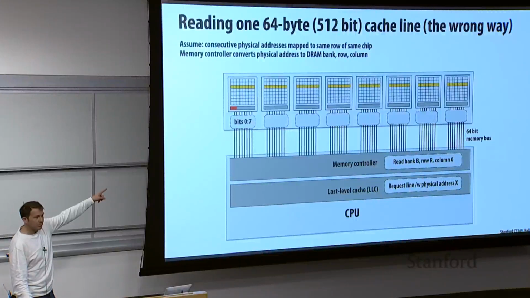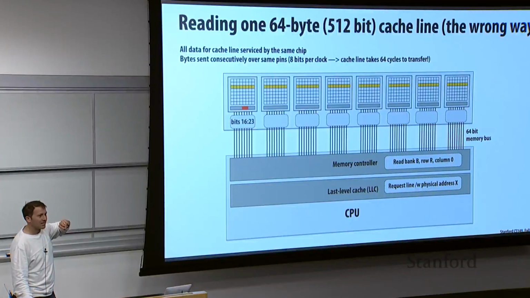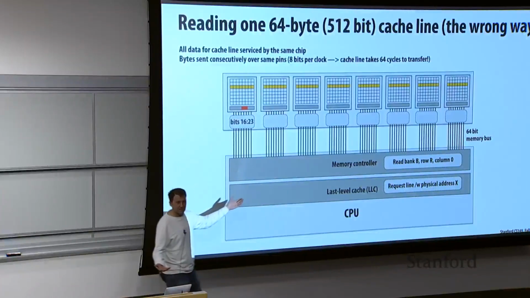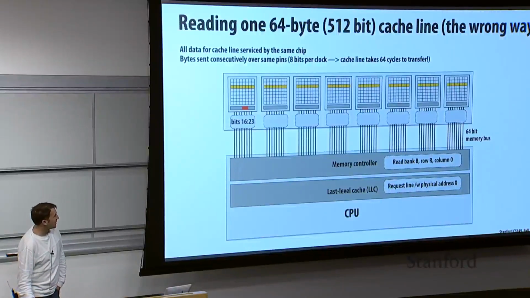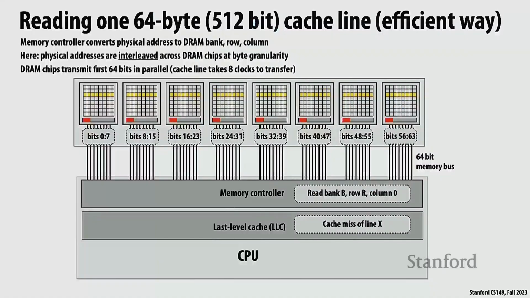So my first byte comes from this DRAM chip. My second byte comes from that DRAM chip. My third byte comes from that DRAM chip, and so on and so on. So even though I had a 64-bit memory bus, I'm only using 8 bytes. So what does this suggest the answer needs to be? I should interleave the address space over my DRAM chips. So notice now when I say read bank B row R column 0, the same location in all of the chips, I get what happens to be 8 consecutive bytes in the physical address space.